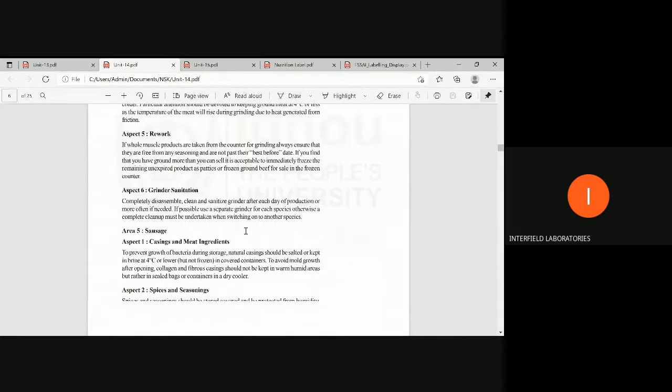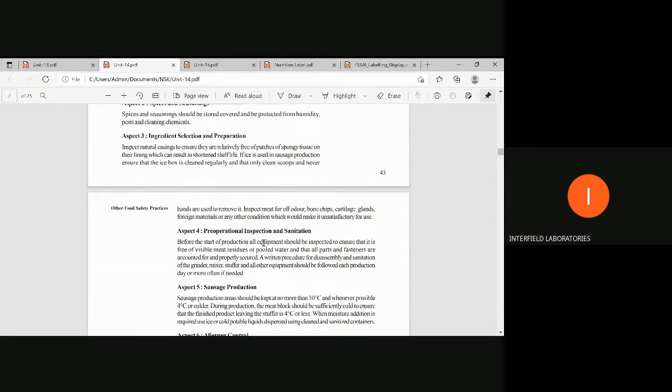Grinder sanitation. Completely disassemble, clean and sanitize the grinder after each day of production. Complete cleanup must be undertaken when switching to another species. Now the fifth area is sausage. To prevent the growth of bacteria during storage, natural casing should be salted or kept in brine at 4 degrees Celsius or lower in covered containers. Spices and seasonings should be stored covered and be protected from humidity, pests and cleaning chemicals.